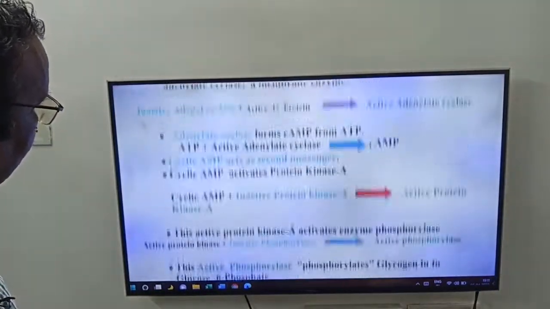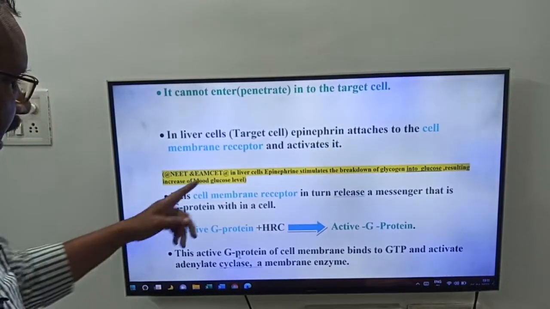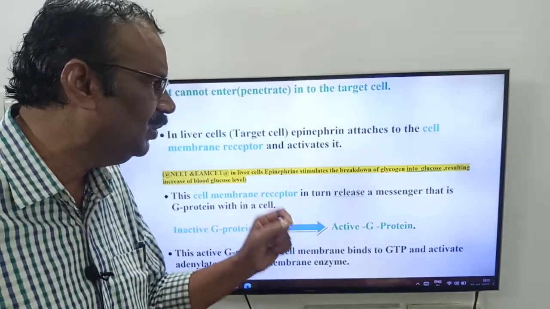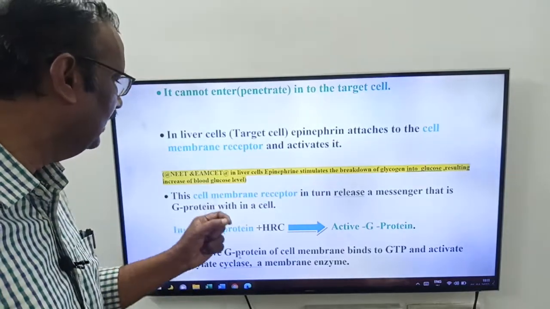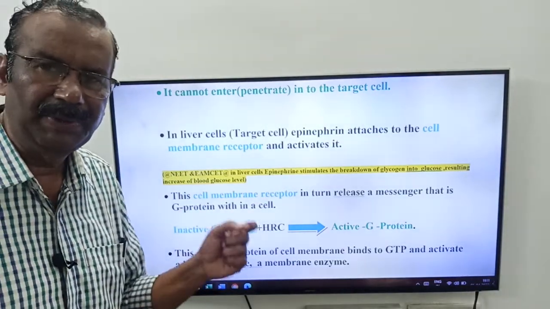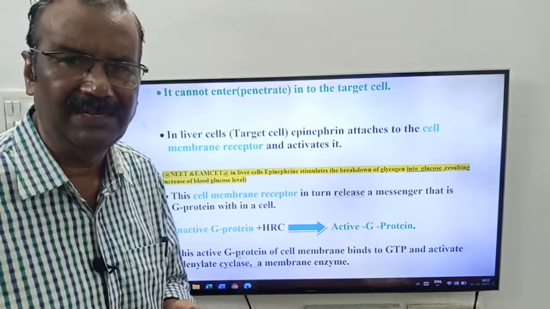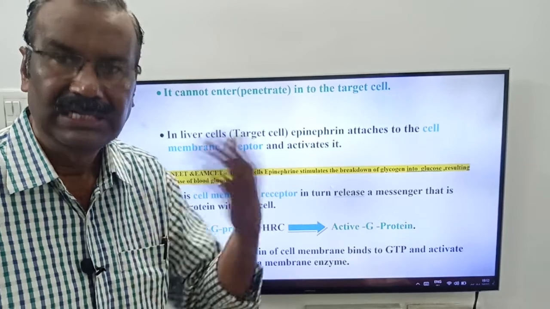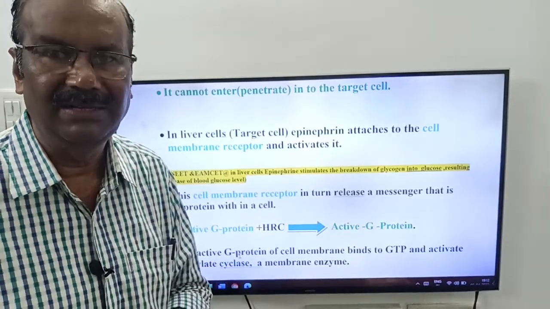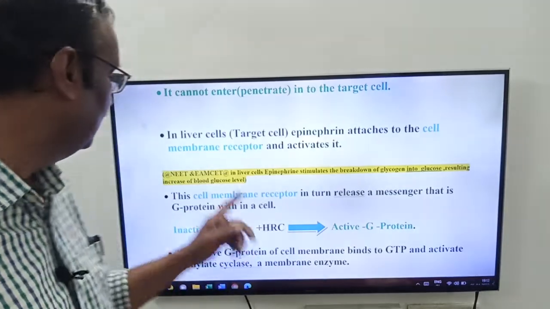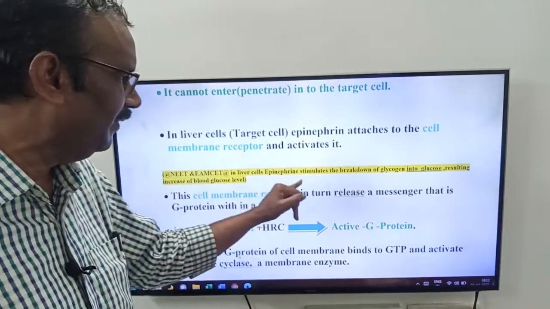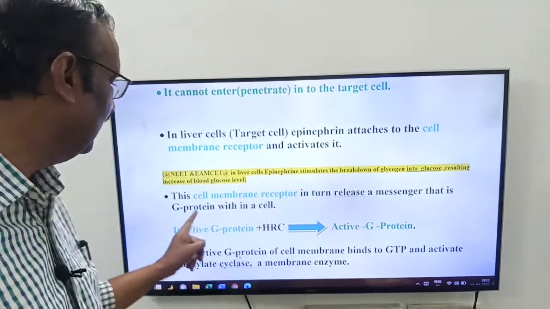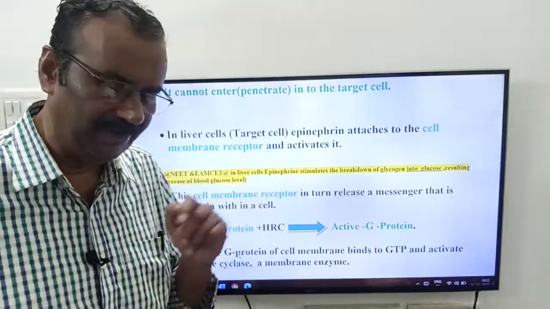See, friends, here you see one or two important points. In liver cells, epinephrine stimulates the breakdown of glycogen into glucose, resulting in an increase in the blood glucose level. You know, friends, epinephrine helps in hyperglycemia. Hyperglycemia means what, friends? Increasing the blood sugar level, blood glucose level. How are they increasing it, friends? In liver cells, epinephrine stimulates the breakdown of glycogen into glucose, resulting in an increase in the blood glucose level. Okay, friends.